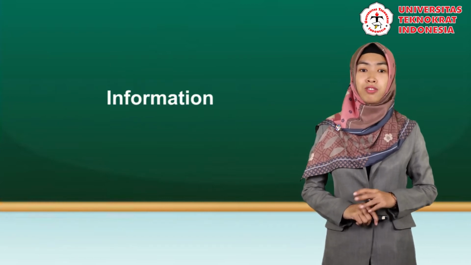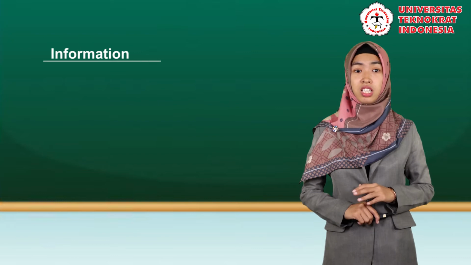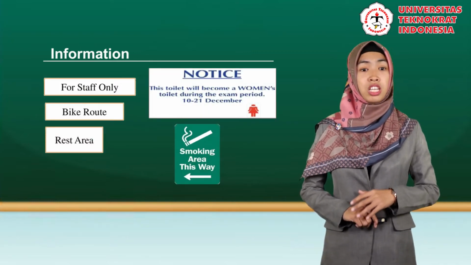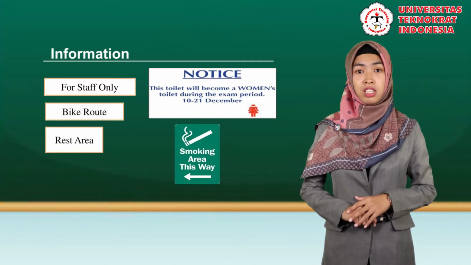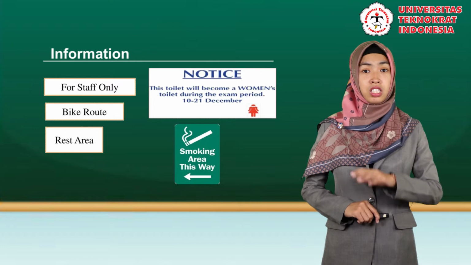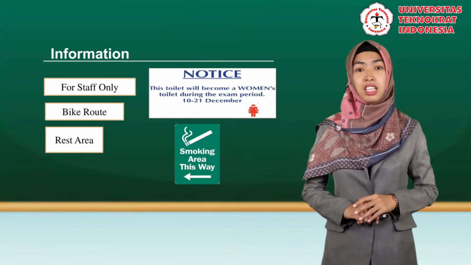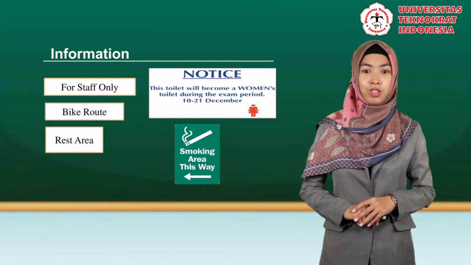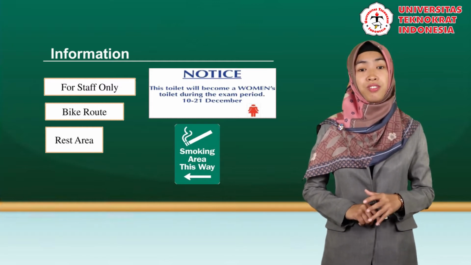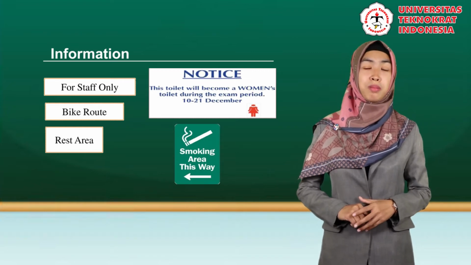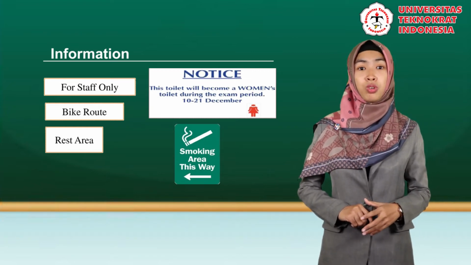And then information. This is the third kind of short functional text notice. So it just only gives the information. If you are in the office, there will be a sign on the door that tells you that it is only for staff. Or if you are in the cafe and you want to smoke, you will be guided by a notice that lets you know the area for smoking.